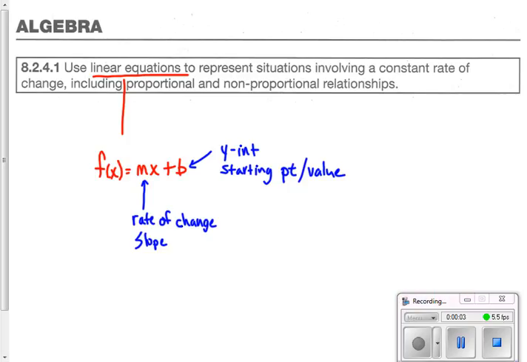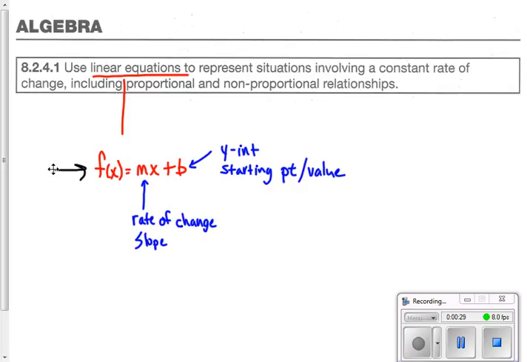8241, you're going to use linear equations to represent situations involving constant rate of change. Remember, a linear equation is represented by f of x equals mx plus b. M represents the rate of change, also known as your slope, so it's the value that increases. B is your y-intercept, also known as a starting point or your starting value.